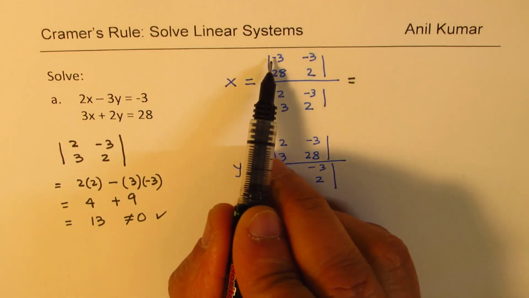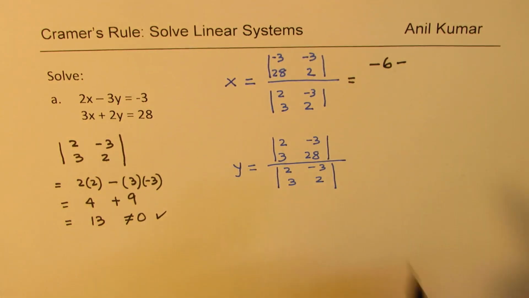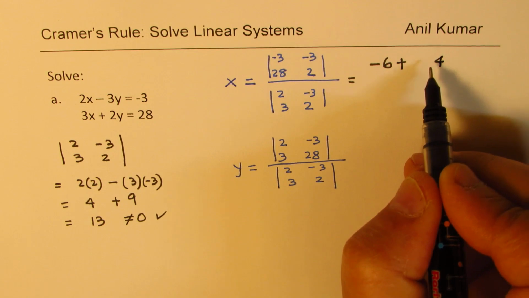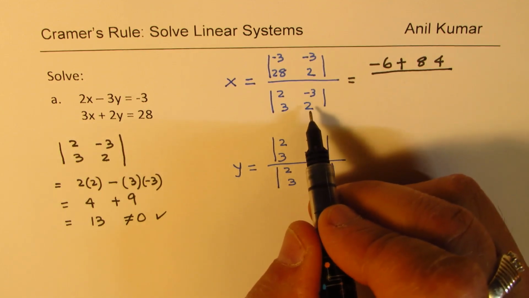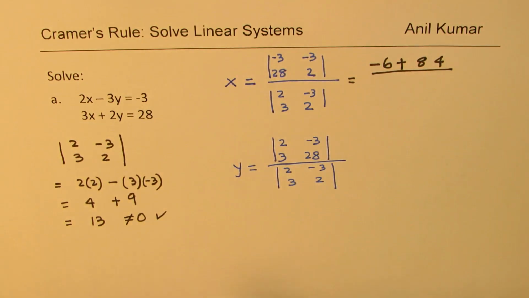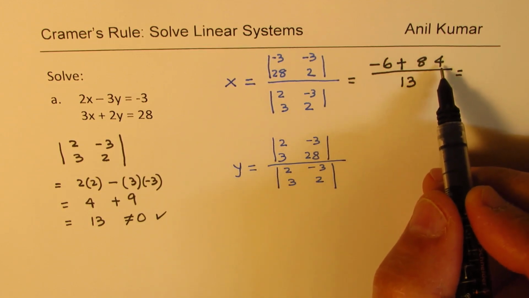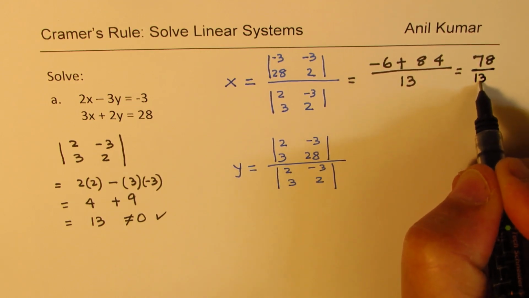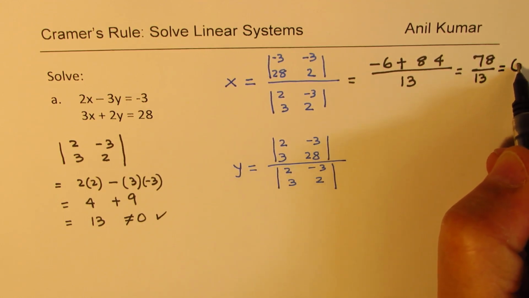So the x value will be minus 3 times 2, so let me write down minus 6 here. Minus, so that's a bigger number. Minus and minus makes it positive. 3 times 8 is 24, 3 times 2 is 6, 6 and 2 is 8. And we have to divide by the value we have already worked out as 13. Okay, that's nice. So that's what we get. And now we will take away 6 from 84. So we get 78, right? 78 over 13. So what is 78 over 13 equal to? Well, that turns out to be 6, right? So we get the x value as 6.